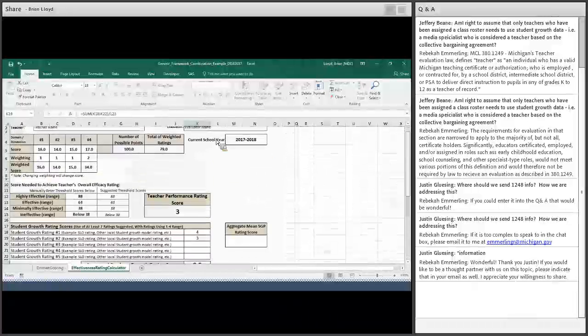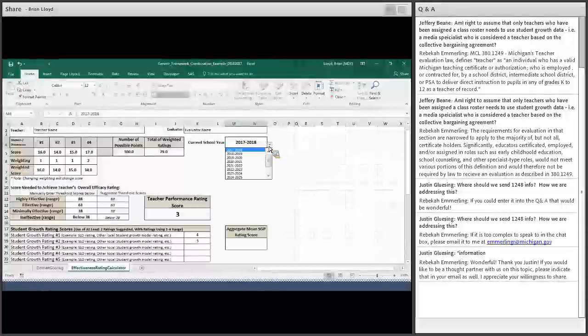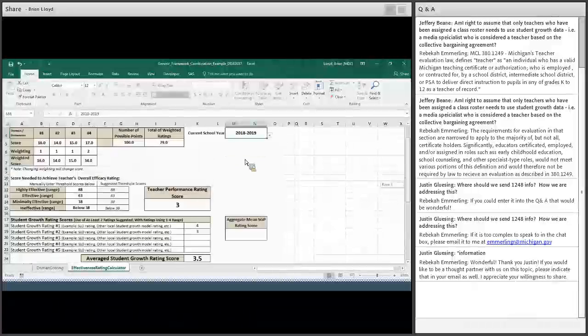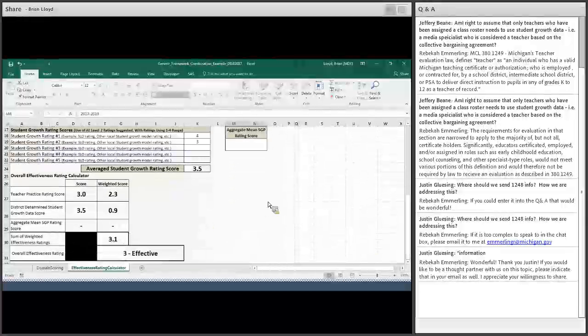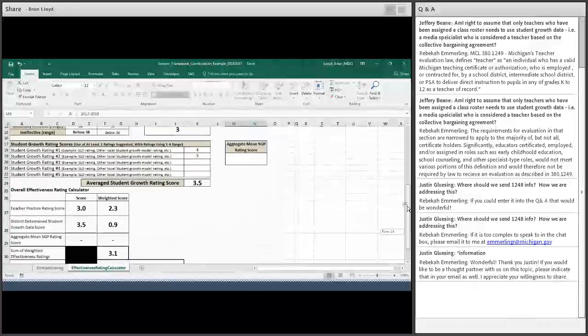So this tool also will provide you with different calculations consistent with 380.12.49, depending on the year that you have inputted. So 2018-19 would automatically calculate state assessment data in the form of student growth percentiles for tested grades and subjects. That would take an entire other webinar to describe. So we're just going to demonstrate right now the teacher practice or the 2017-18 weighting and the use of local student growth rating scores to calculate.